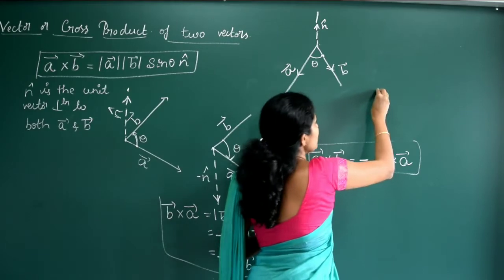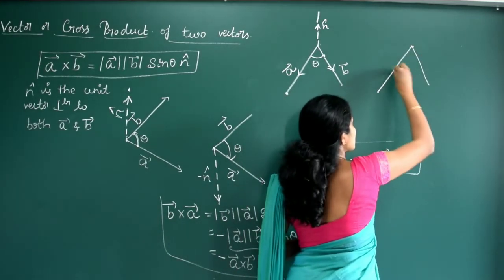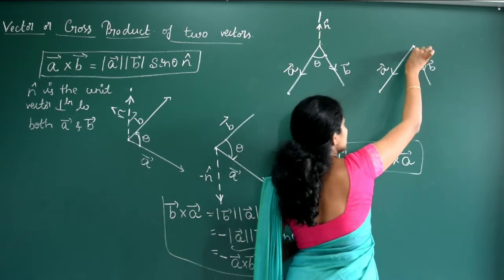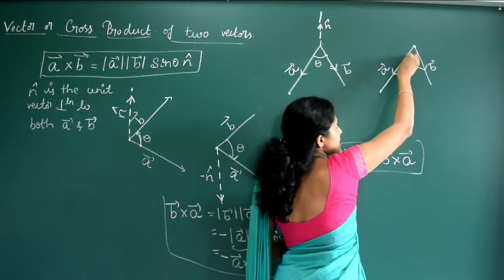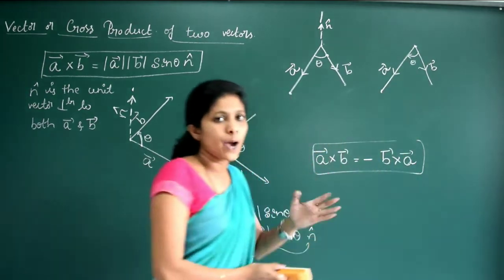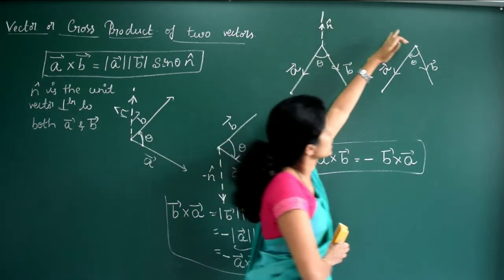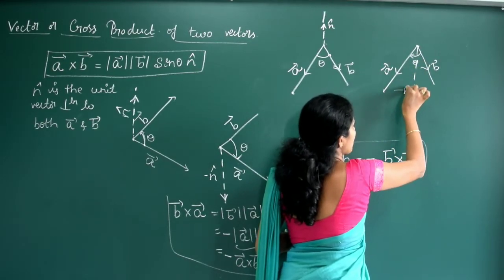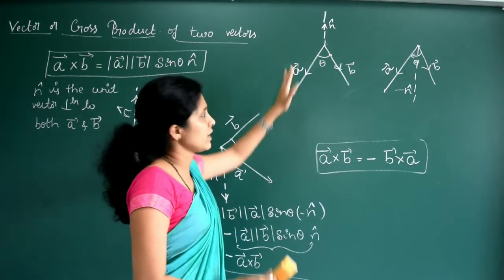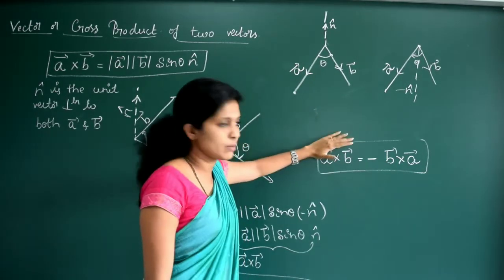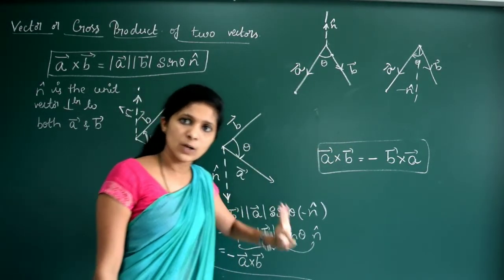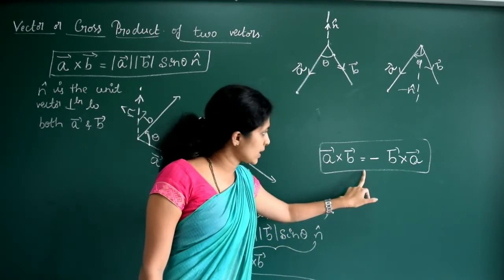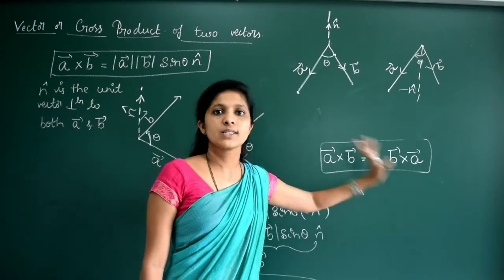If it is B to A, see here, this will be the A vector and this will be the B vector. If it is B vector to A vector, so if this is the angle, then the unit vector will be opposite to this. This is now n cap, so here it will be downwards. So this is now minus n cap. Is it clear? So here A vector cross B vector, you have to remember this, is not equal to B vector cross A vector, but A vector cross B vector will be equal to negative of B vector cross A vector.